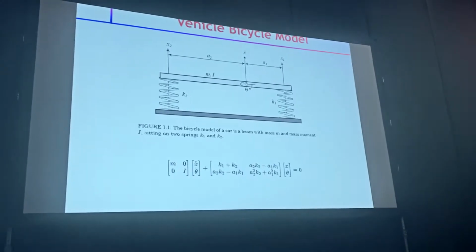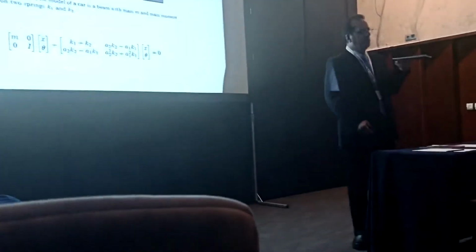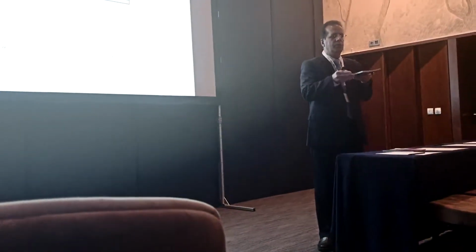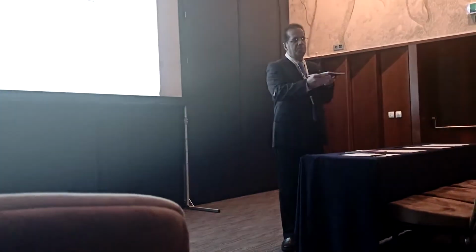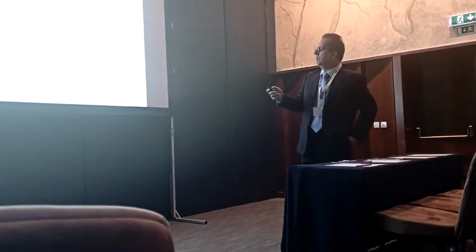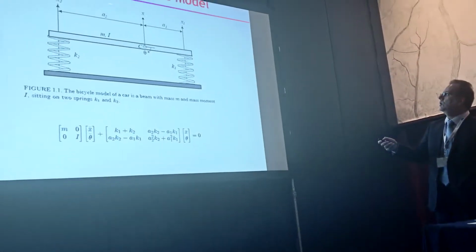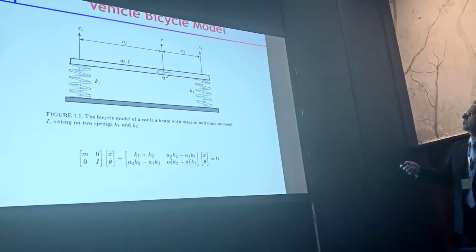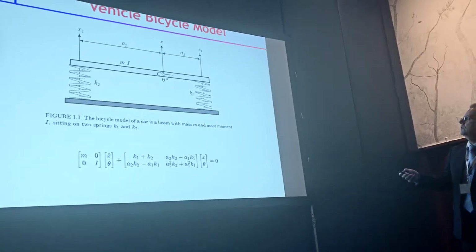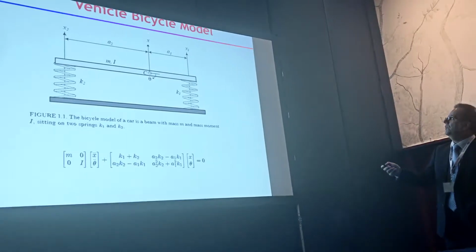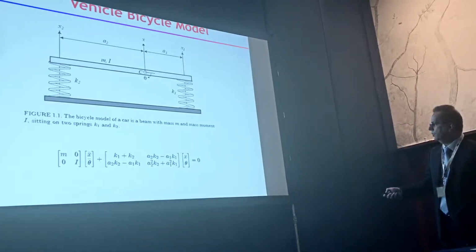We assume that the car is just a beam. We don't care about left or right, so we assume that it's a bicycle, a beam on two springs. We ignore the stiffness of the tire. So these are the main spring of the front and main spring of the back. Look at the generalized coordinates. We can assume bounce by x, pitch by theta, and this coordinate system gives me that equation of motion.